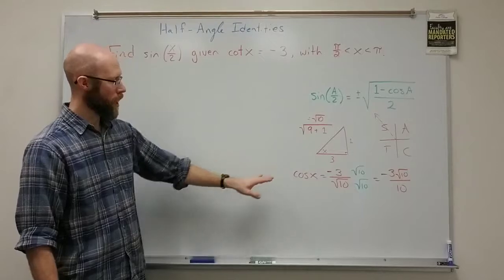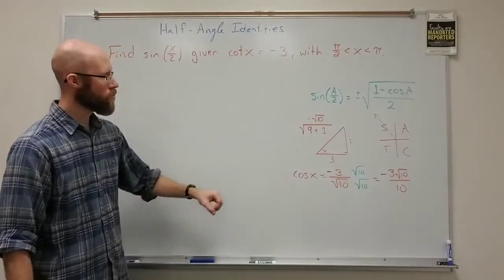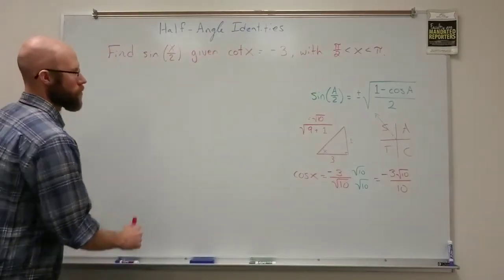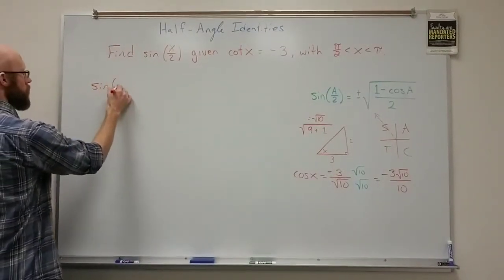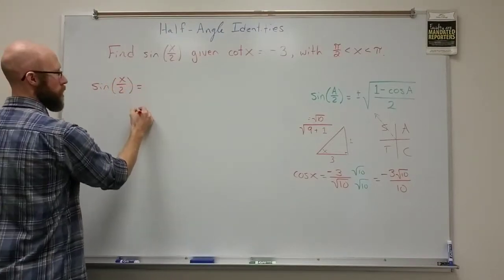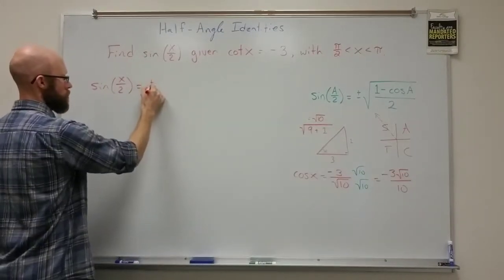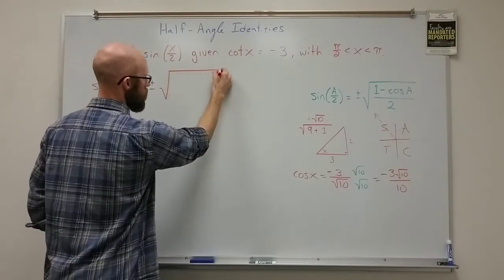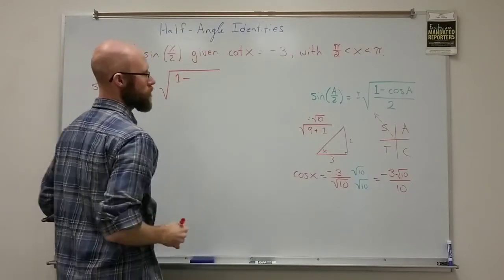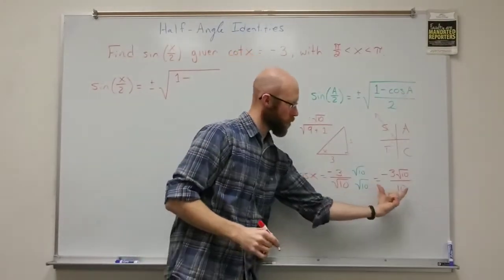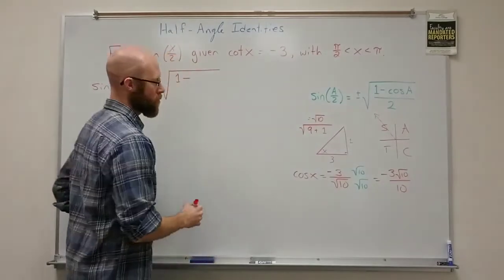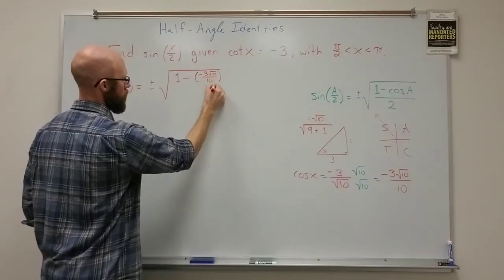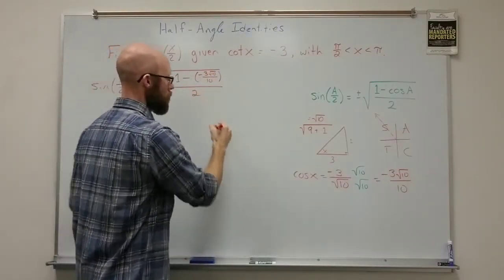Okay. Now that I know the cosine of x, I can use my half angle formula or half angle identity to find the sine of x over 2. So the sine of x over 2 is equal to plus or minus, and we'll determine this in just a moment. We'll come back to that. Plus or minus the square root of 1 minus, instead of cosine, I'm going to put that expression that we just found. So it's a -3 root 10 all over 10, and then divide that whole thing by 2.